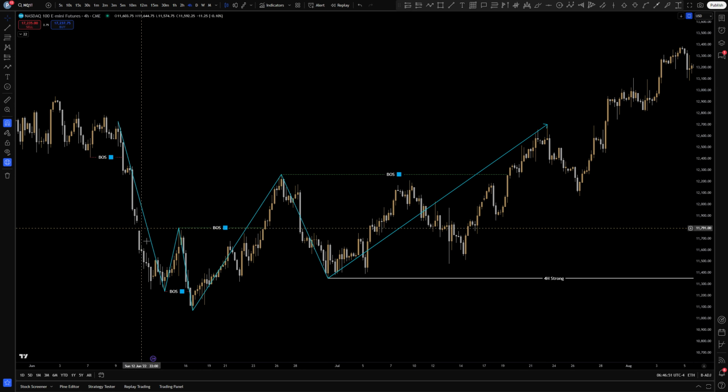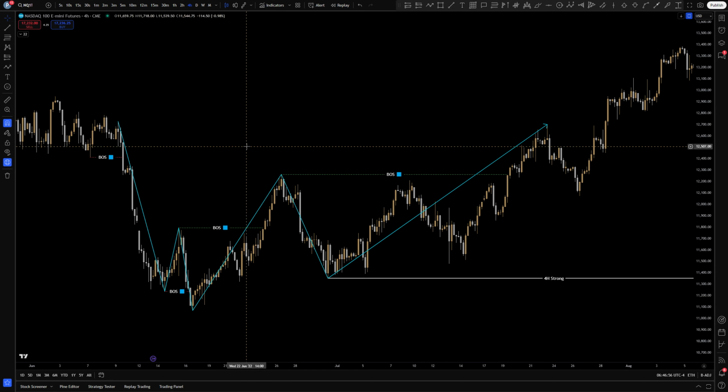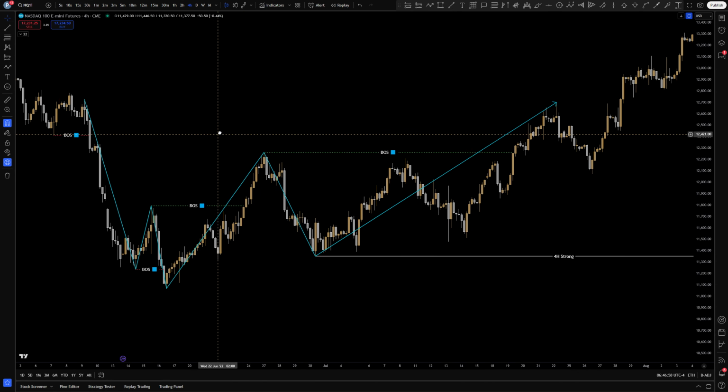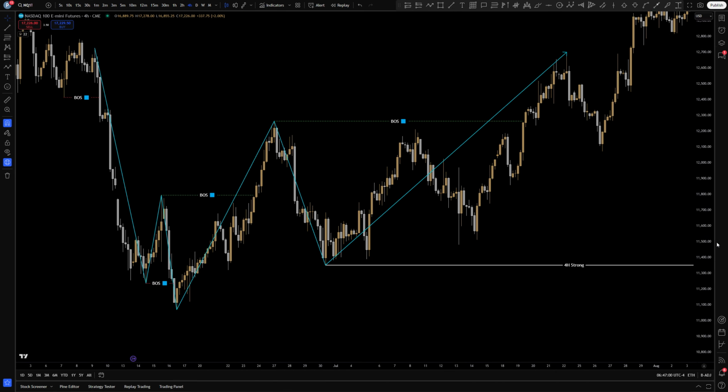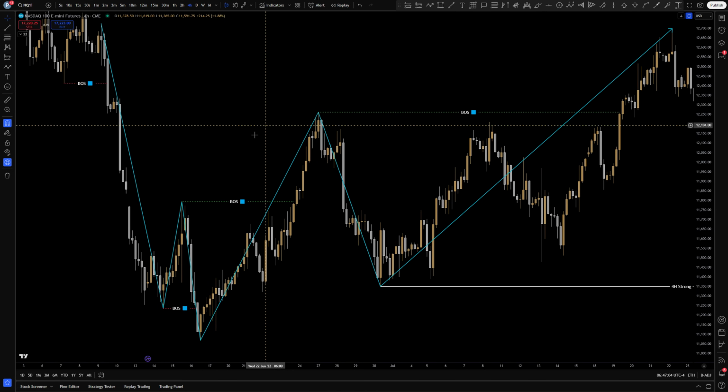So we've switched from a downtrend to an uptrend. Now, how can we use order blocks and changing the state of delivery within this? Let's zoom in a little.